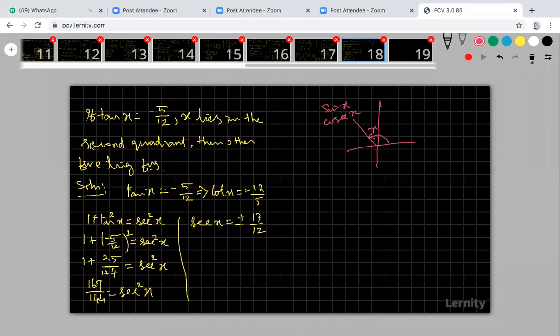And look at that. This is the first problem. Okay, if tan x is equal to minus 5 by 12, if x lies in the second quadrant, then find the other 5 trigonometric functions. Solution: tan x is equal to minus 5 by 12 is given.